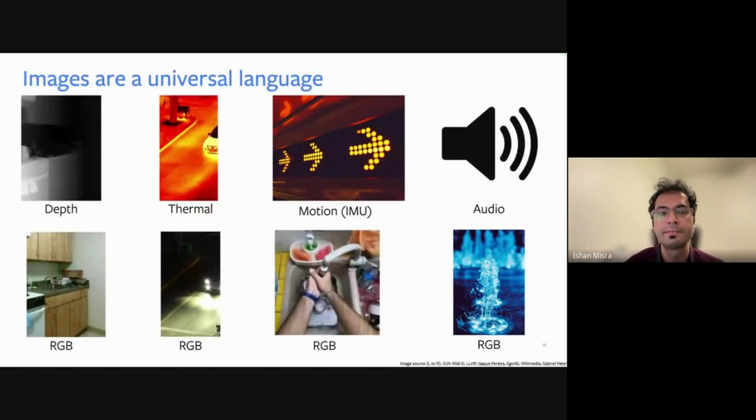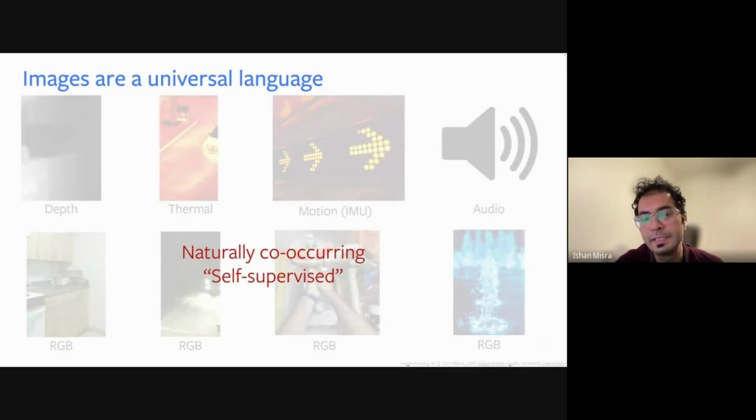But what we find is that whenever we're capturing this depth, thermal, or motion data, typically there's also an image being captured at the same time. For depth sensors that exist on phones, or even commercial depth sensors, they typically have an RGB stream coming through. The same thing goes for thermal, and the same thing goes for audio or motion. And this data is basically naturally occurring.